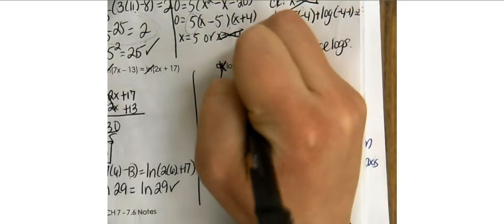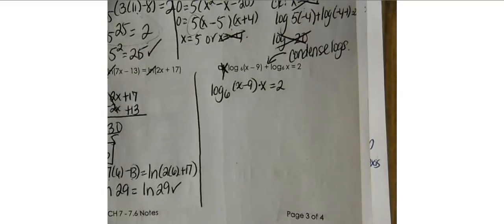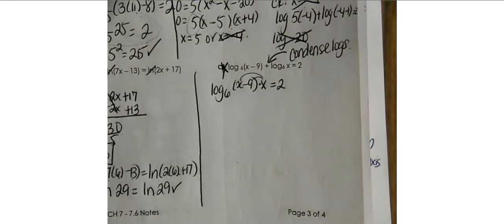So when I condense, I'm going to rewrite this as log base 6 of x minus 9 times x. And that's going to equal 2. Now, if you want, you can distribute that x to each term at the start, or you don't have to. It just depends on what you see. But the logarithm is alone. And because the logarithm is alone and there's nothing for us to do to get x alone, we're going to change this to exponential form. So that's what I'm going to write right here. We're going to change to exponential form.